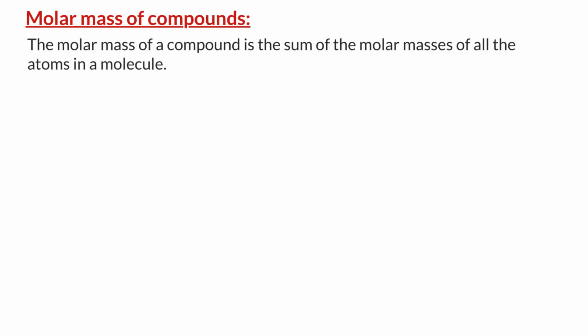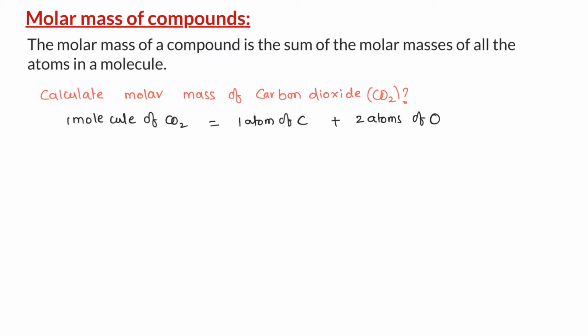We can calculate the molar mass of a compound by adding the molar masses of all the atoms in a molecule. Let us calculate the molar mass of carbon dioxide. 1 molecule of carbon dioxide has 1 carbon atom and 2 oxygen atoms. If we take 1 mole of carbon dioxide, it will have 1 mole of carbon atoms and 2 moles of oxygen atoms. The ratio between the carbon atoms and oxygen atoms always remains the same.